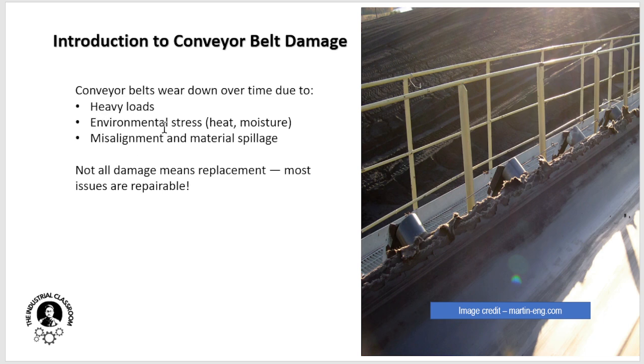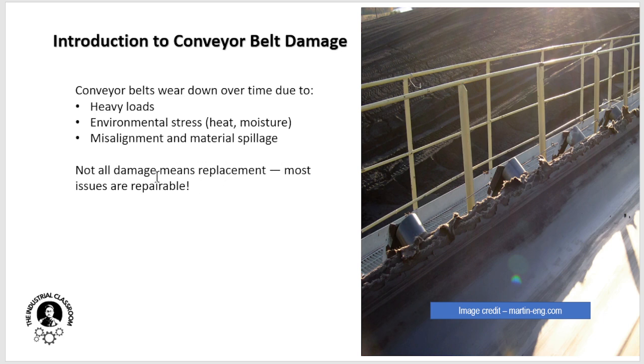Next, environmental stresses like heat and moisture tend to damage first the outer cover, the bottom cover and top cover. Then it leads to further ply separation and many other types of damages. Misalignment is another cause, in which the belt edge may sway and get rubbed against some equipment or some structure.